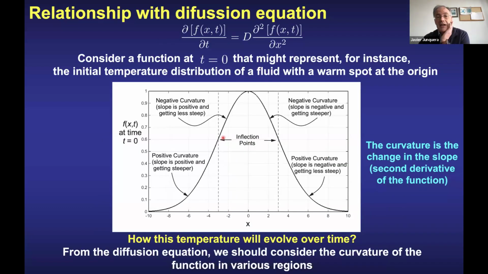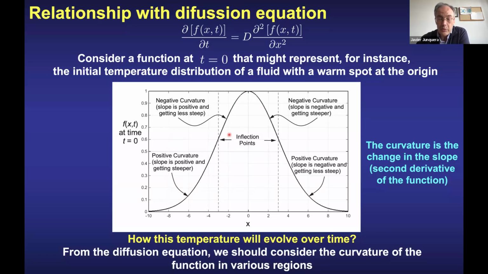So imagine that we have a function like this, okay? This function may represent the temperature as a function of the position at a given time. And let's assume that the function is higher here at x equals 0. So we take a picture of the temperature of a given system at t equals 0, and we plot the temperature as a function of position. And we can see how there is a warm spot here at the origin. The origin is hotter than the rest of the system.